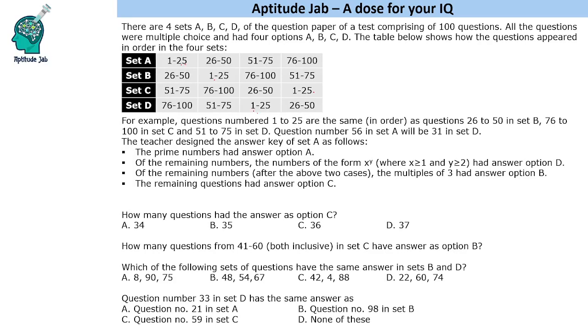So if you want to find, in any of the sets, what is the same question in another set. Let's say for example, if we have to find question number 56 in set A, what question will it be in set D? So 56 means this is the sixth question in this range. Sixth question in this bundle, sixth question in this bundle. So 25 plus 6, 31. So 56 here will be equal to the 31st question in set D. So this is how we map the questions.